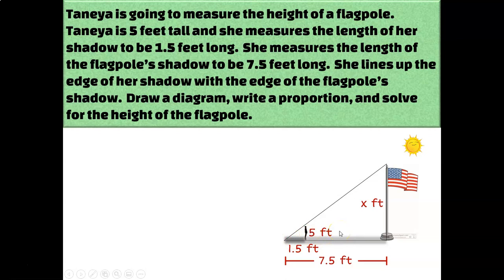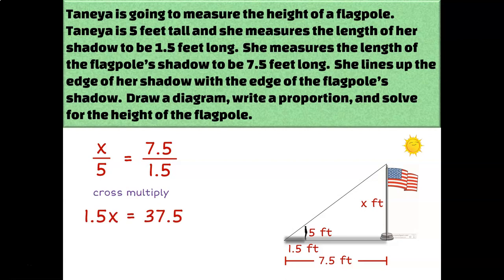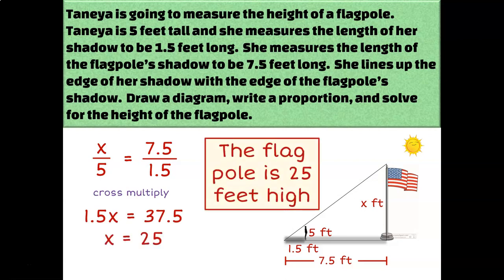So since I have similar triangles, I can set up proportions to solve. So I'm going to write x over 5. So that's the height that I'm looking for, the height of the flagpole, over Tanea's height. And set that equal to the length of the shadow of the flagpole over the length of the shadow of the person. So then I can cross multiply. 1.5x equals 37.5, and I get an answer of 25. The flagpole must be 25 feet high.